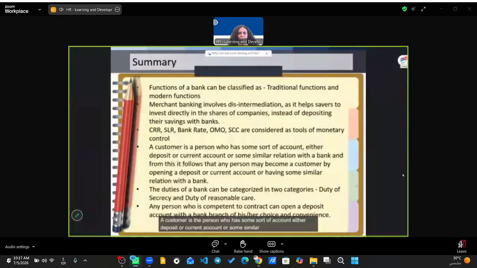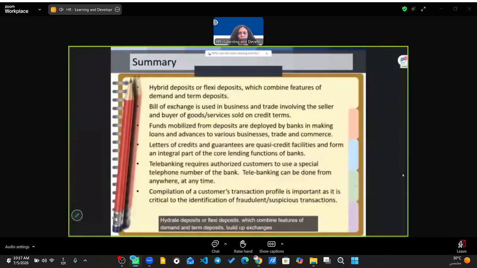A customer is a person who has some sort of account, either deposit or current account, or some similar relation with the bank, and from this it follows that any person may become a customer by opening a deposit or a current account or having some similar relation with the bank. The duties of a bank can be categorized into two categories: duty of secrecy and duty of reasonable care. Any person who is competent to contract can open a deposit account with a bank branch of his or her choice and convenience. Hybrid deposits or flexi deposits combine features of demand and term deposits.